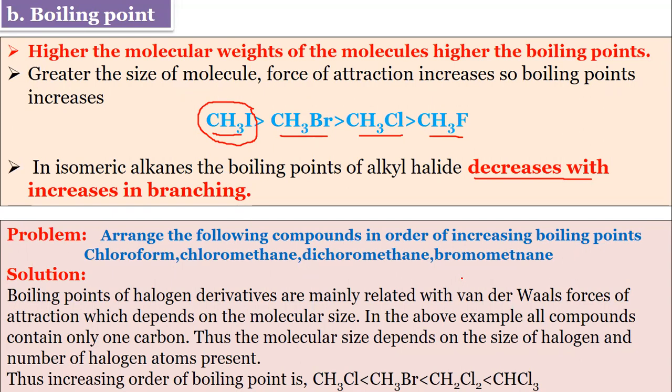Then one problem is given here. Arrange the following compounds in order of increasing boiling points. Chloroform is given, then chloromethane, dichloromethane, and bromomethane. So we have to arrange chloroform. Anyone tell me what is the formula of chloroform? CHCl3. Very good.